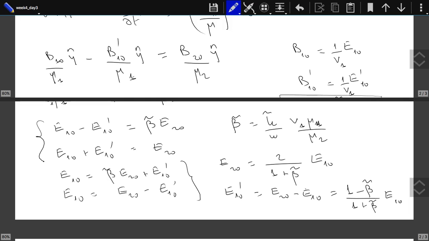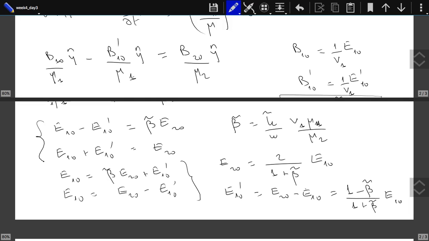But we also cannot just set E20 equal to zero to start with, because in that case, E10 minus E10 prime will be zero, and E10 plus E10 prime should be zero, it seems. We cannot just set it equal to zero, but when we are taking the limit, we should take the limit in such a way that this goes to infinity, this goes to zero, the combination should be finite.